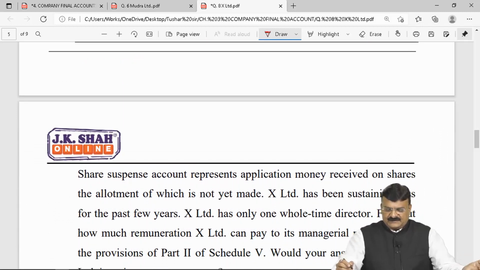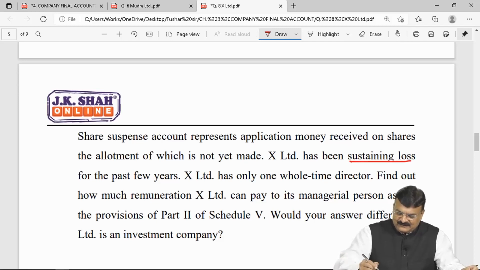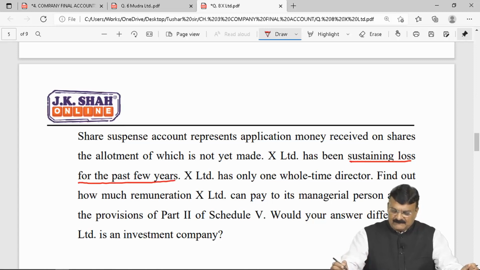X Limited has been sustaining losses for past few years. X Limited has only one whole-time director. Clearly given, the company has been sustaining losses for past few years. Find out how much remuneration X Limited can pay to its managerial person as per provisions of Part 2 of Schedule 6. Would your answer differ if X Limited is an investment company?